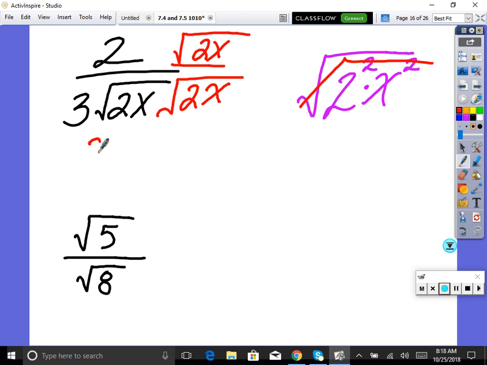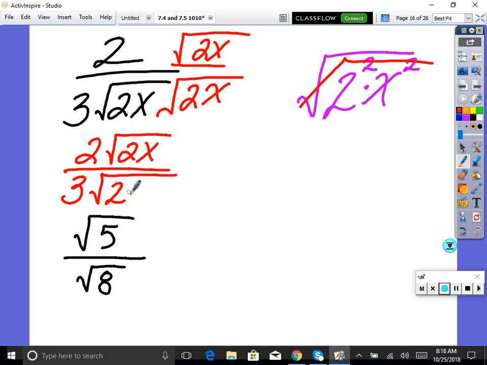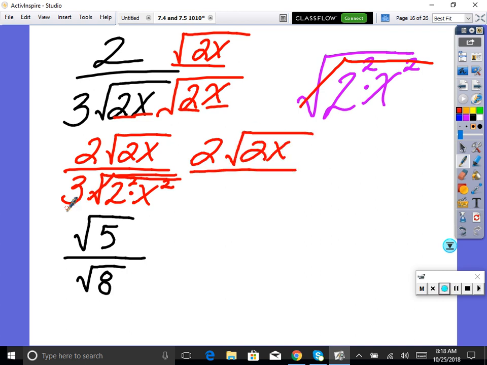So now on top I have 2 root 2x's, and on bottom I have 3 times the square root of 2 squared x squared. There's 2 2s and 2 x's. So now root cancels out with power, keeping in mind these are all multiplication signs. So on top I have a 2, a square root of 2x, and on bottom I have a 3 times 2 times x. Isn't that 6x? Do we have any questions on what I just did?